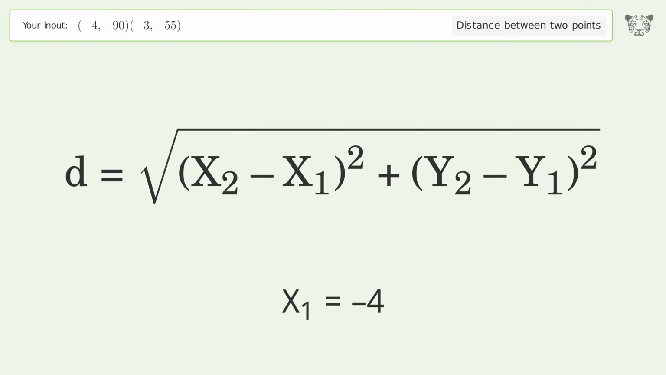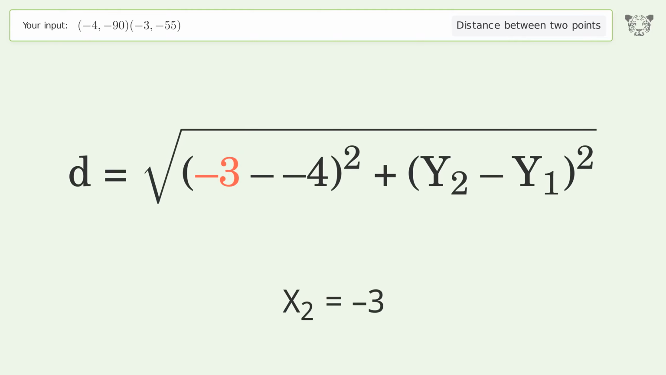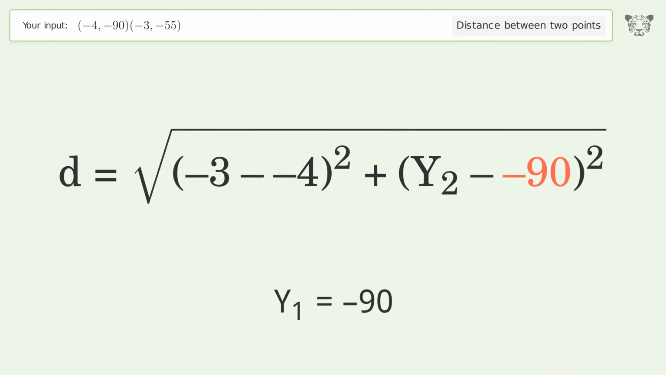x1 equals -4. x2 equals -3. y1 equals -90. y2 equals -55.